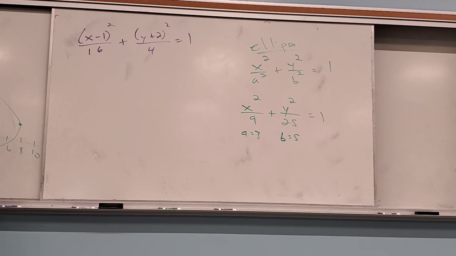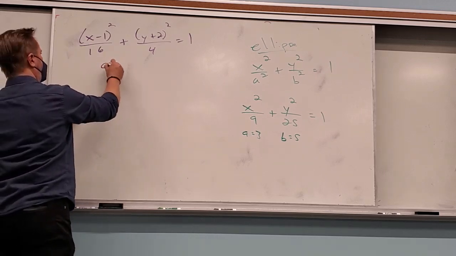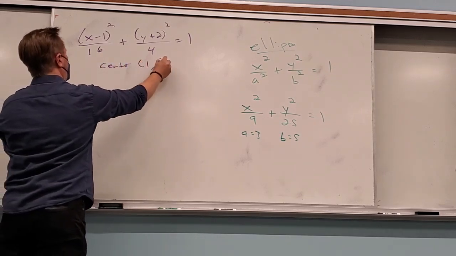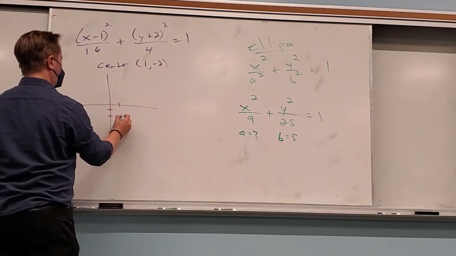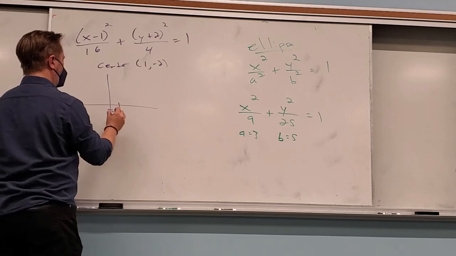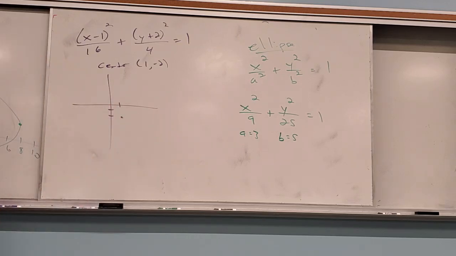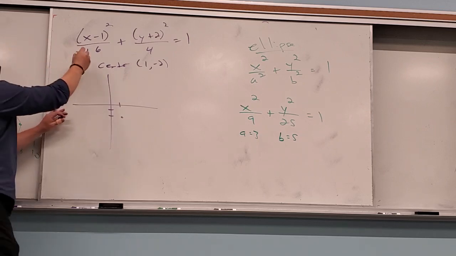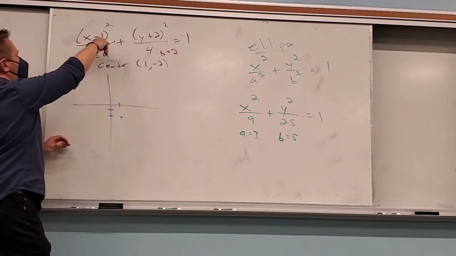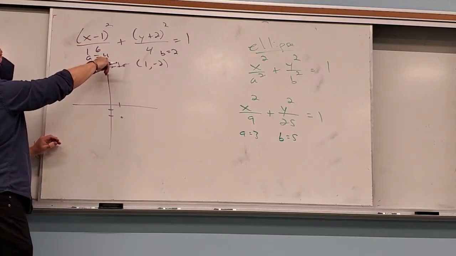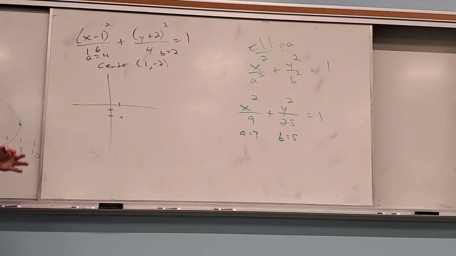It's been shifted, so where's the center? 1, -2, 11. So let's see. 1, -2, there's the center, so I'm just gonna put a little C there. And then what's A? 4.